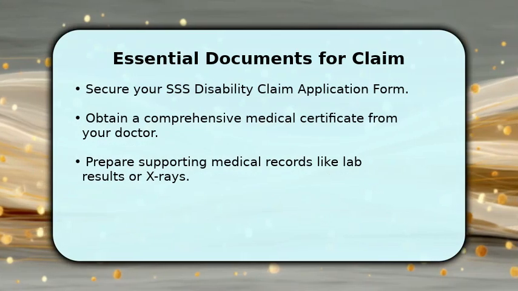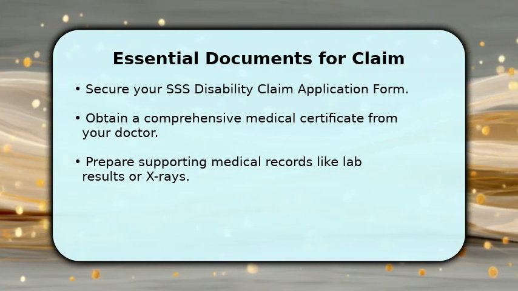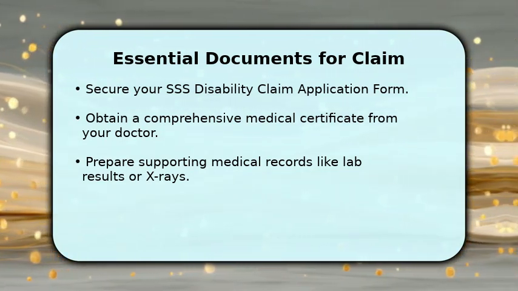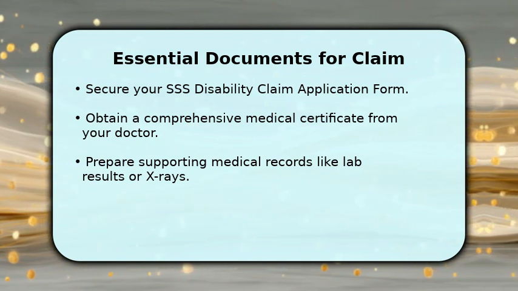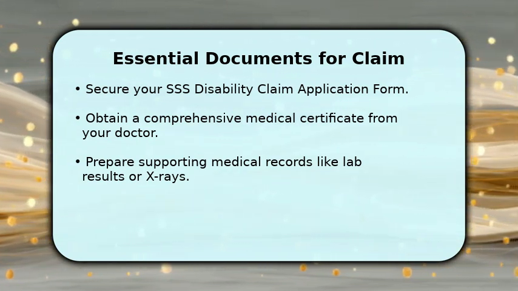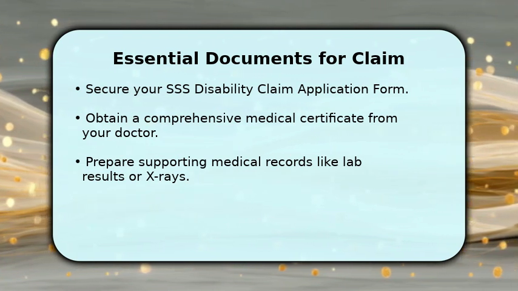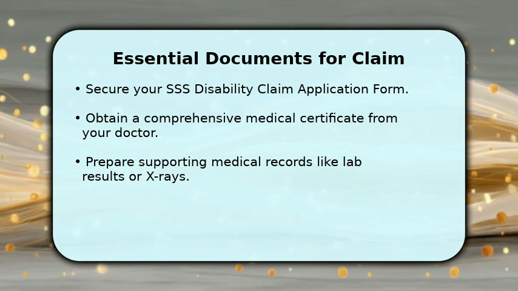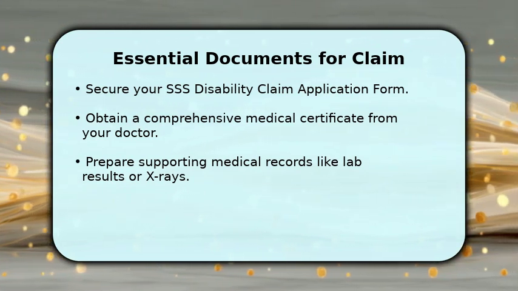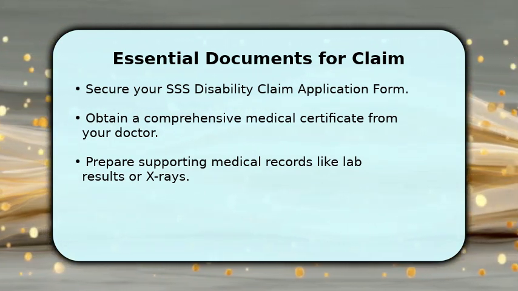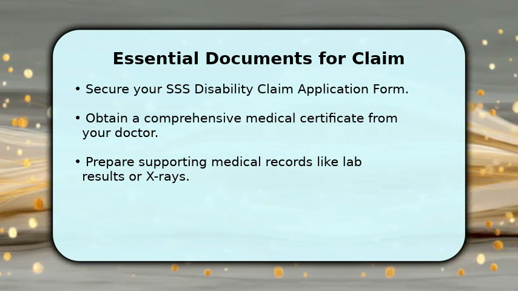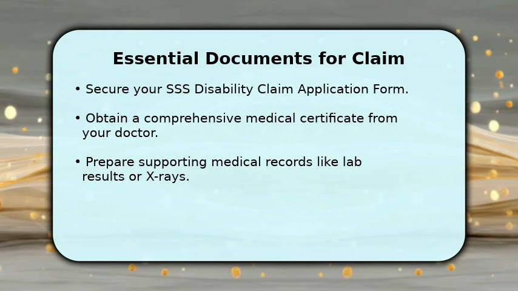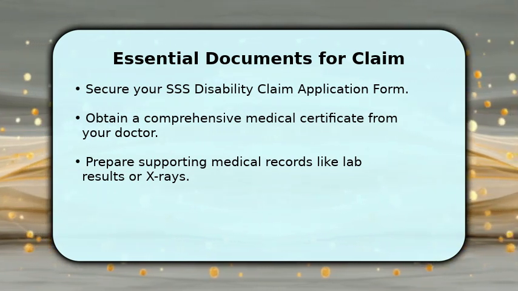To begin, you'll need the SSS Disability Claim Application Form, which is available at any SSS branch or online. Crucially, get a detailed medical certificate from your attending physician, clearly stating your diagnosis, prognosis, and the estimated period of disability. Additionally, compile all supporting medical records, such as laboratory results, X-ray findings, or hospital discharge summaries. These documents are vital for substantiating your claim.